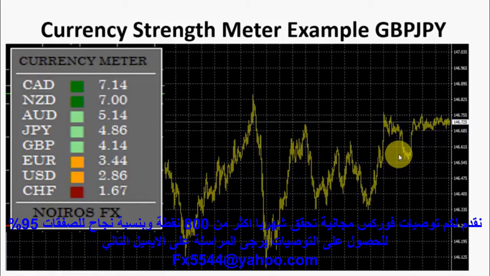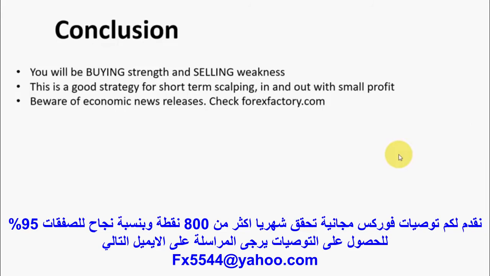So this is how it works, guys. And in conclusion, you will be buying the strength and selling the weakness. So you'll be buying strong currency, you'll be selling the weak currency. As I said, this strategy is for short-term scalping. So you go in and out with profit. So set a realistic target. Make sure your stop loss is half of your target. If your target is 10, stop loss is 5.